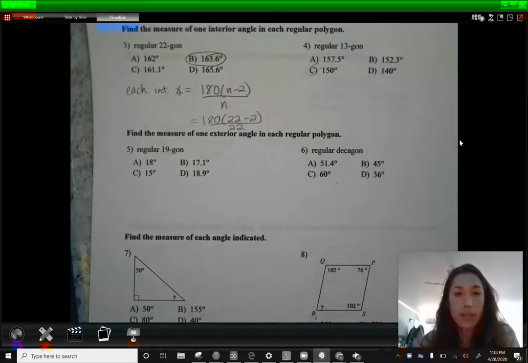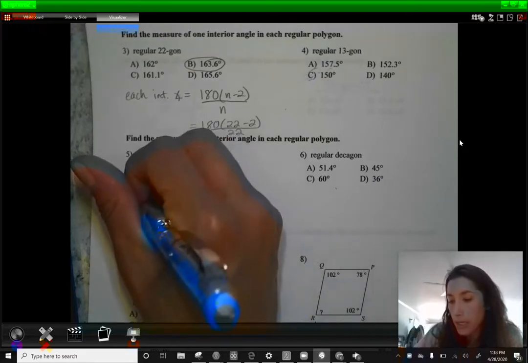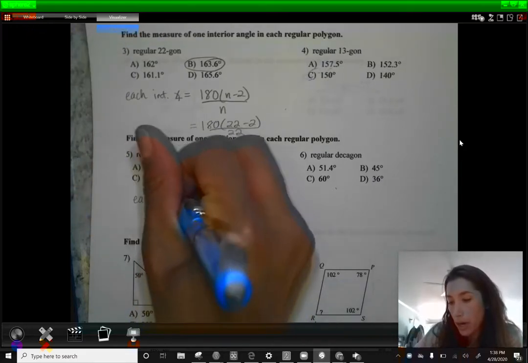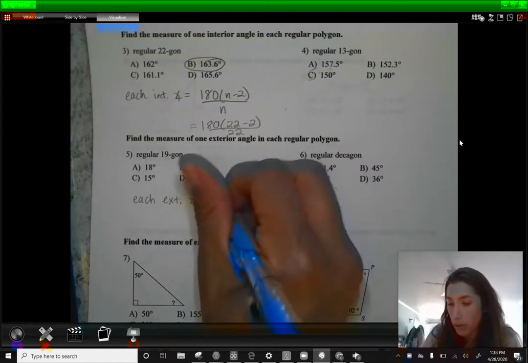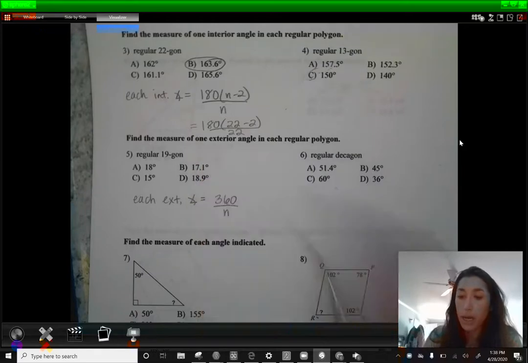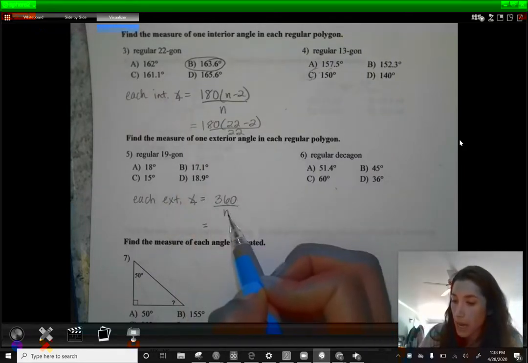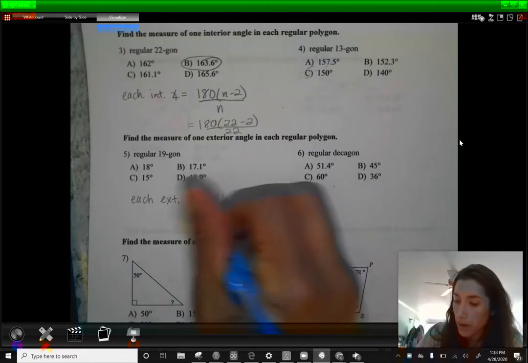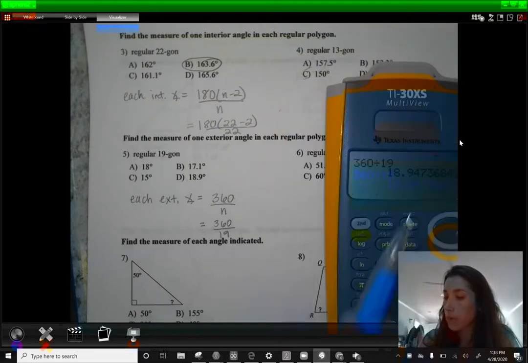Question 5, we are finding the measure of one exterior angle. So our formula for that, each exterior angle. If you remember, the total sum of the exterior angles is always 360. There's no formula to memorize for that. But if you're looking for each individual angle, then you just have to divide by n, or the number of sides you have. So we've got 360 divided by n. In this case, it'd be 360 divided by 19, and that would be 18.9 degrees.